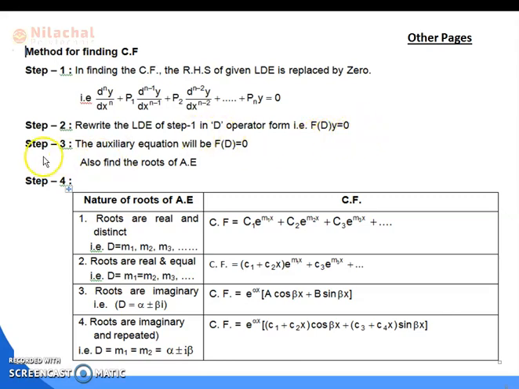Clear? Then step 3: you have to write the auxiliary equation. What is that? After finding f of D of y equal to 0, you have to collect this f of D only. Discard this y.